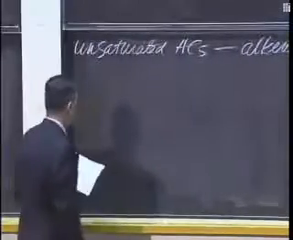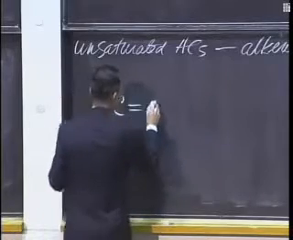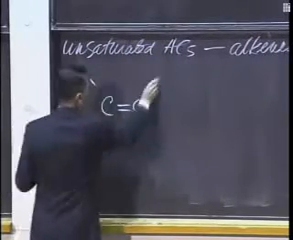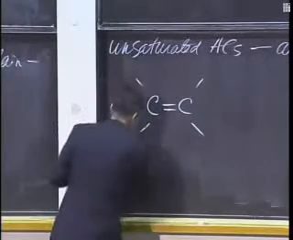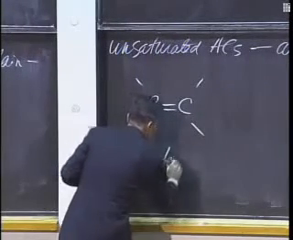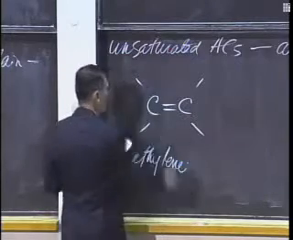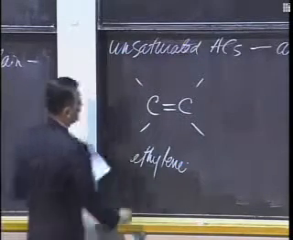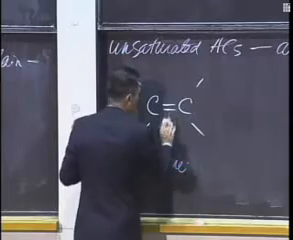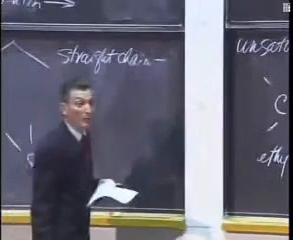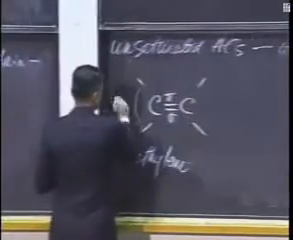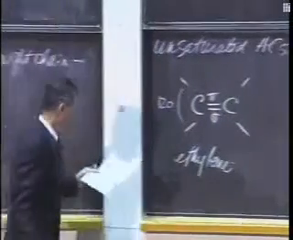So the simplest one is C2H4, which we've seen already, and we talked about sigma and pi bonding. This is ethylene and hydrogens here. We have sp2 hybridization, so we have one sigma bond and one pi bond. So the carbons and the hydrogens lie in a plane. This is 120 degrees. We've seen all of that before.